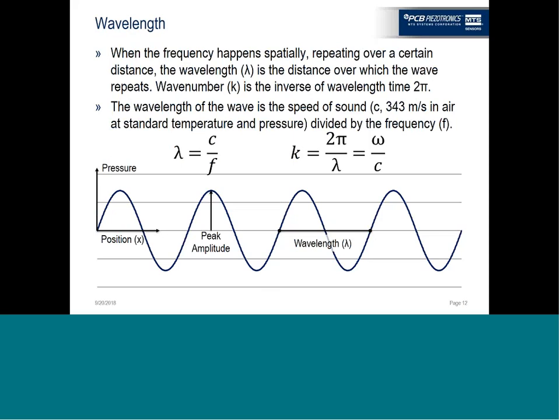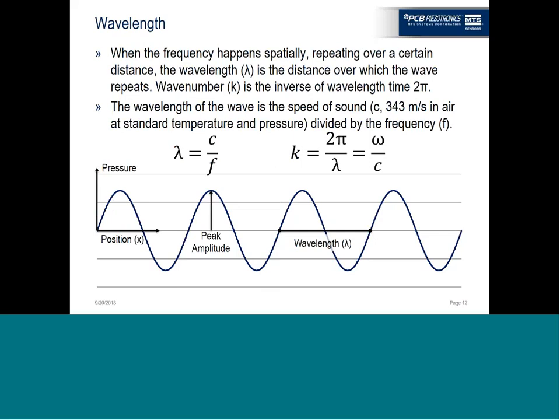So what I'm going to talk about a little bit more is wavelength and what it actually means in these equations. When I talked about earlier that frequency we're looking at over time, well, you can also do the Fourier transform of a wave or a sinusoid over space. And what you're looking at there now is wavelength and wave number rather than frequency and period. When the frequency, again, happens spatially, repeating over a certain distance, that's the wavelength. And the wave number is the wavelength times 2 pi. And again, 2 pi is to get back into the radians equivalent.